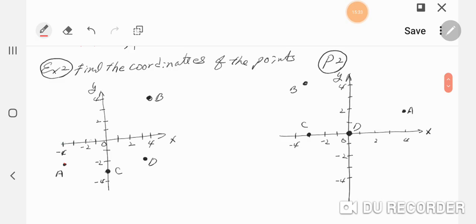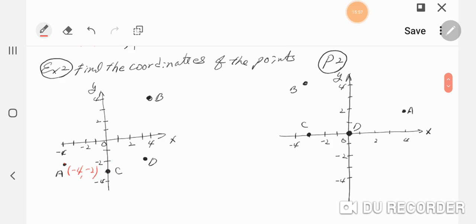So we are moving 1, 2, 3, 4 units to the left. So -4. -4 is the x value. And then we will move 1, 2 down, right? 2 down, so -2. Okay, can you see it? So the x value is the horizontal distance away from the zero, from the origin.